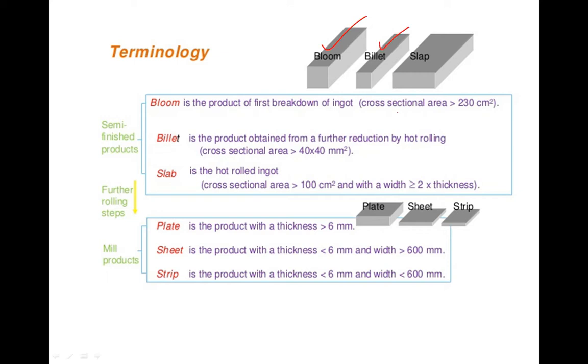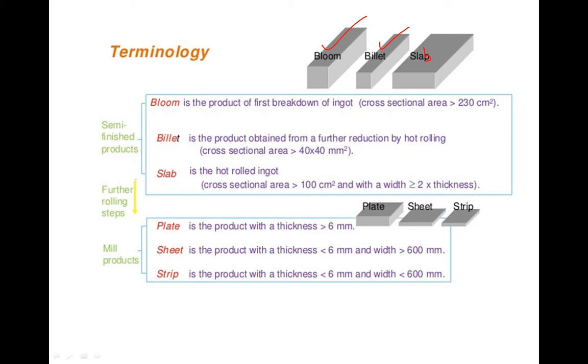Then this billet is the product obtained from the further reduction of this bloom. And this billet is further rolled, and if the area is greater than 100 centimeters square with a width greater than or equal to 2 multiplied by thickness, then that is called a slab. This is the slab.